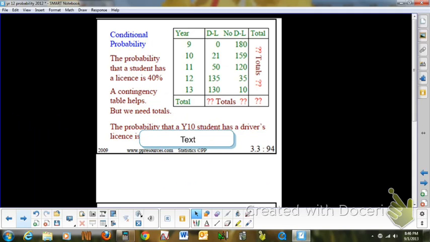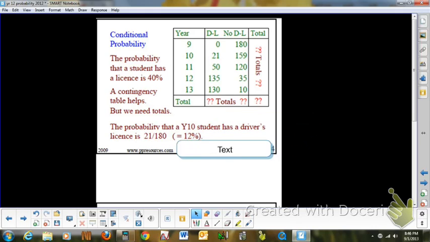So here's the contingency table with more information, where we can build our conditional probability around. The probability the student has a license is 40%. Now, what's the probability the year 10 student has a driver's license? So we'll take a look at a year 10 student and just a year 10 student. We're now looking at a much reduced sample from the 840. Remember, 840 was the total, but now we're only dealing with year 10s. And so we have 180 year 10s, and the number of year 10s with a license, there it is, 21 out of 180.